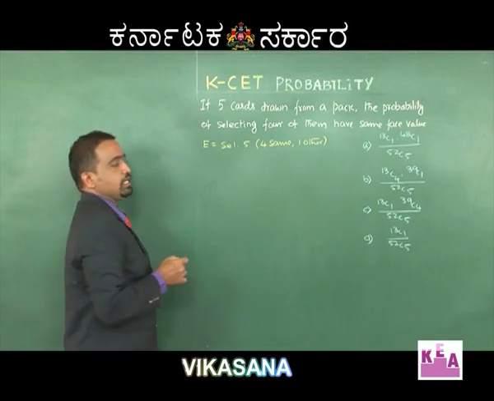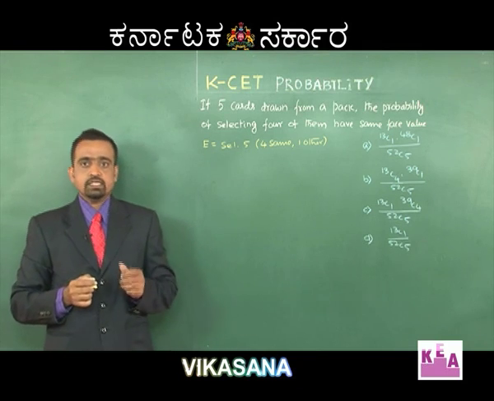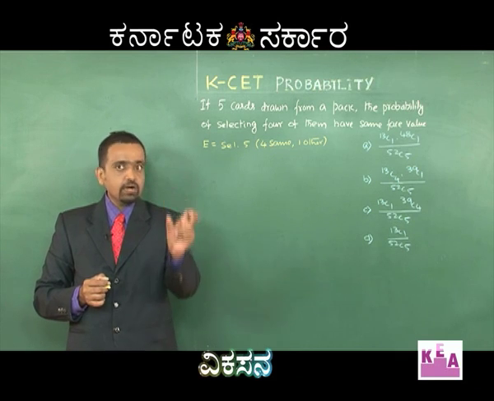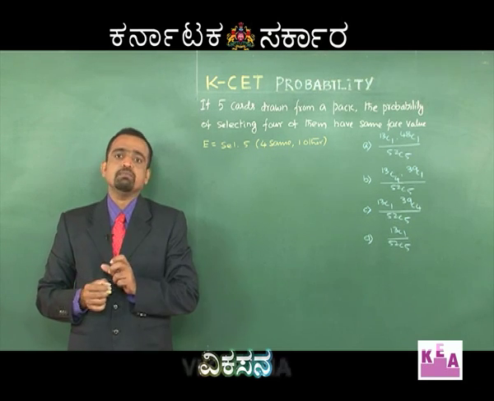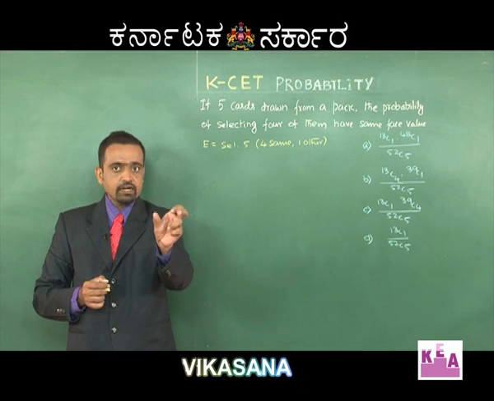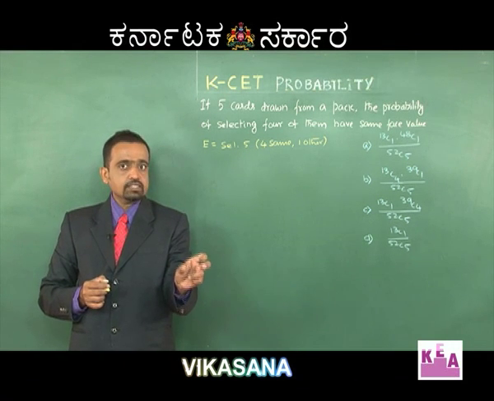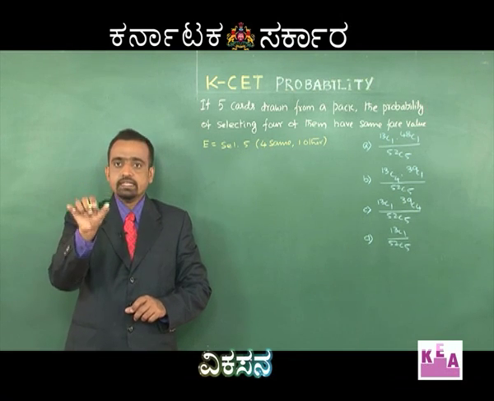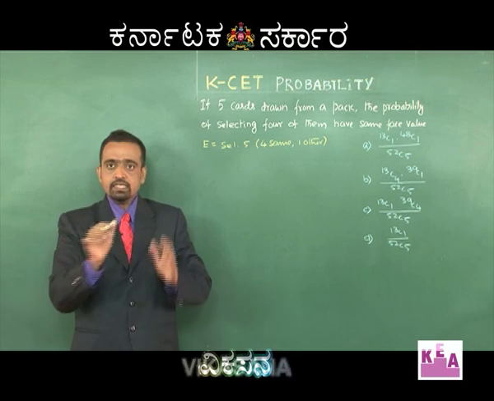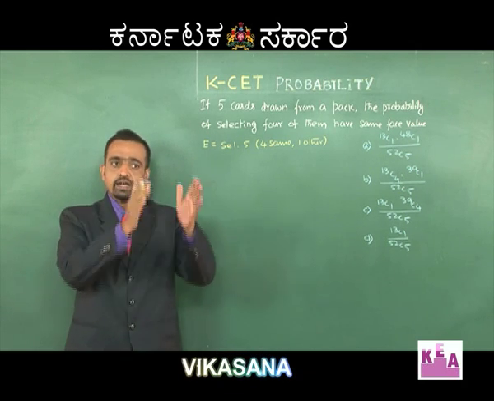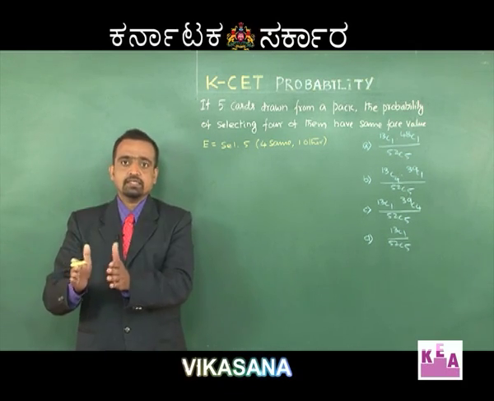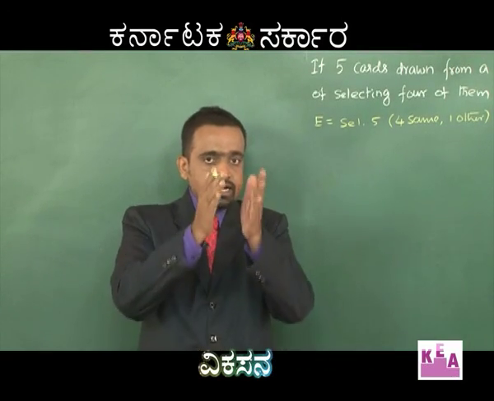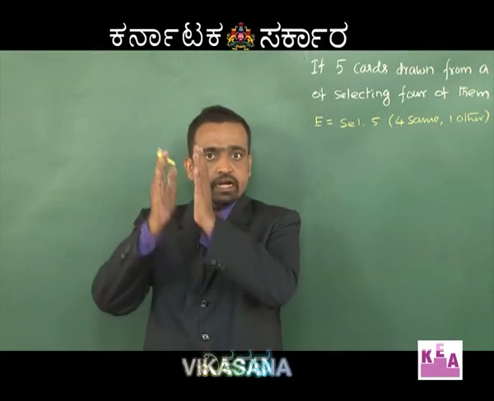What is the meaning of same face value? In a pack of 52 cards, 26 red cards and 26 black cards will be there. Again in the 26 red cards, 13 hearts and 13 diamonds. Again in the 26 black cards, 13 clubs and 13 spades. These are sets of colored cards, red cards and black cards, and 13 symbol cards: 13 hearts, 13 diamonds, 13 clubs, 13 spades.